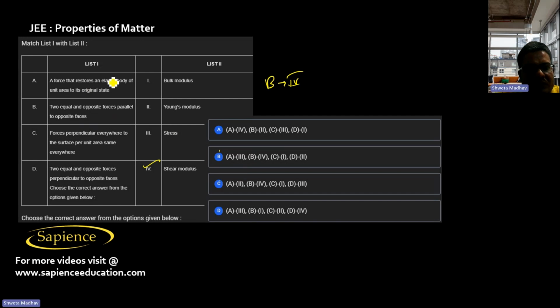So here it is force per unit area only, and these forces perpendicular everywhere to the surface per unit area, same everywhere. So that will be the bulk modulus. So C will be obviously 1, and D will be two equal and opposite forces perpendicular to opposite faces.